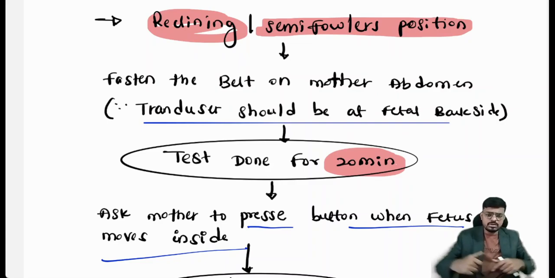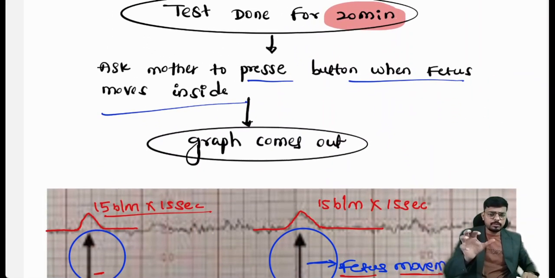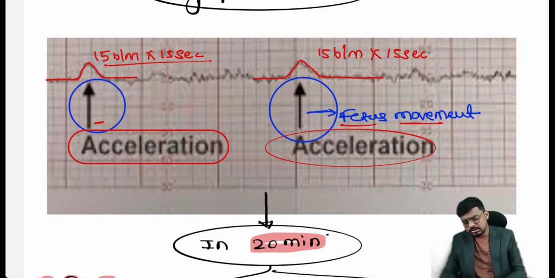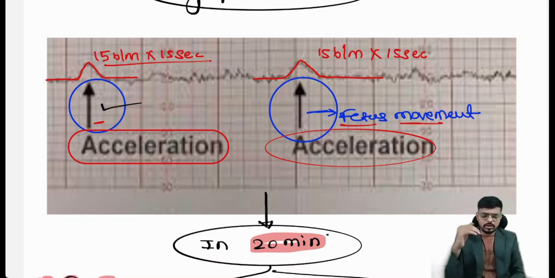Then we have to fasten the belt to the mother's abdomen, and attach the transducer at the fetal back. Ask the mother to press the button when the fetus moves inside the uterus. When the mother presses the button, an arrow will be produced. Exactly near the arrow, there will be an increase of 15 beats per minute in the fetal heart rate for a 15-second duration. That is what we call acceleration.